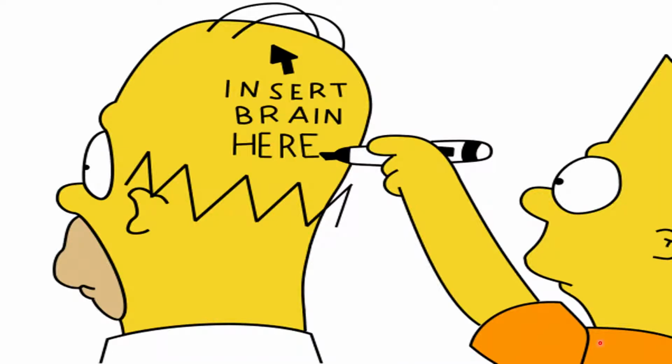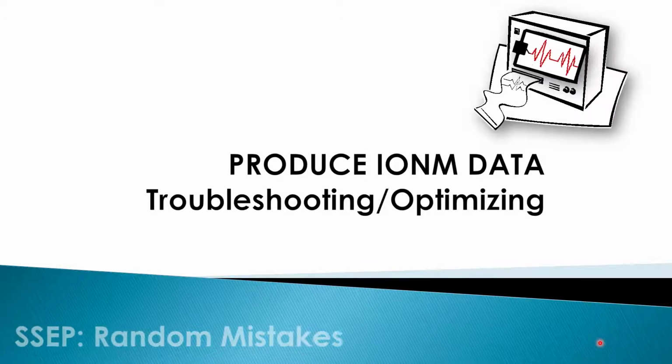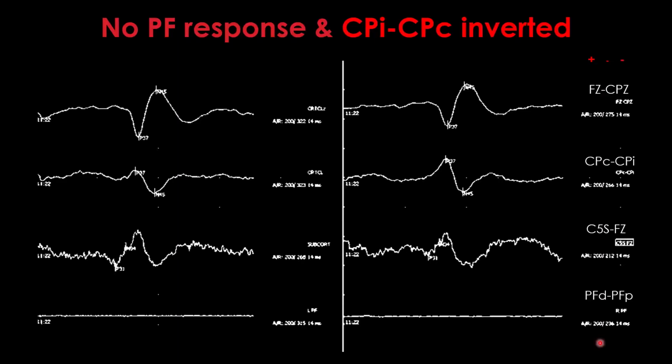I wanted to talk about common and random mistakes that we might make. Here we have a lower SSEP. Here's the left side and the right side. And as you can see, there's no popliteal fossa response. And also this cortical derivation, the transverse one where it's CPC to CPI, is inverted.